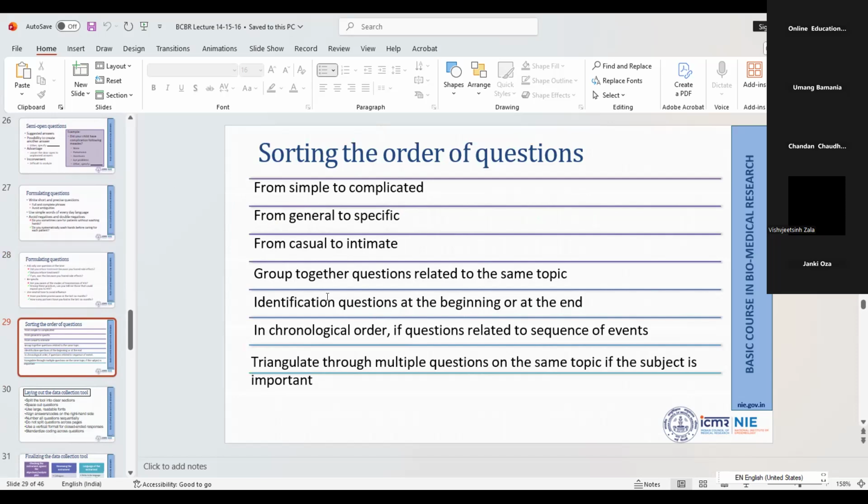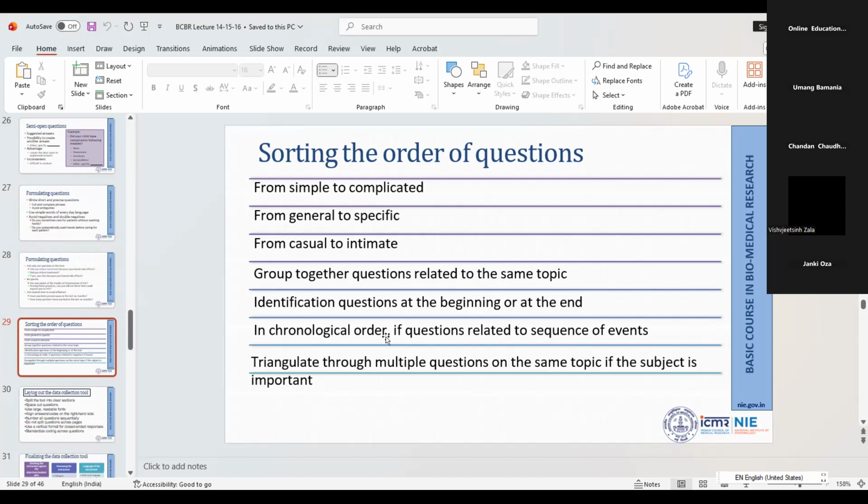Then group together questions related to the same topic, so there is no problem after the collection of the data. It is better to group the same type of questions in one section. Identification questions should be at the beginning or at the end. Some identification questions about a participant are there, so it is better to keep them at the beginning or at the last.